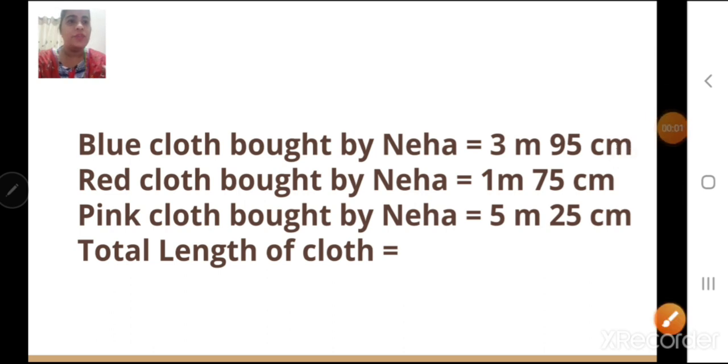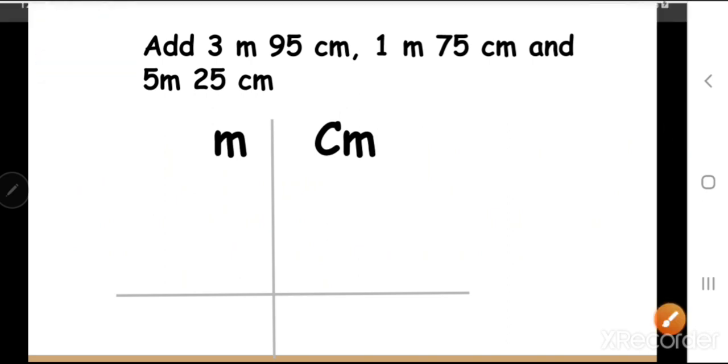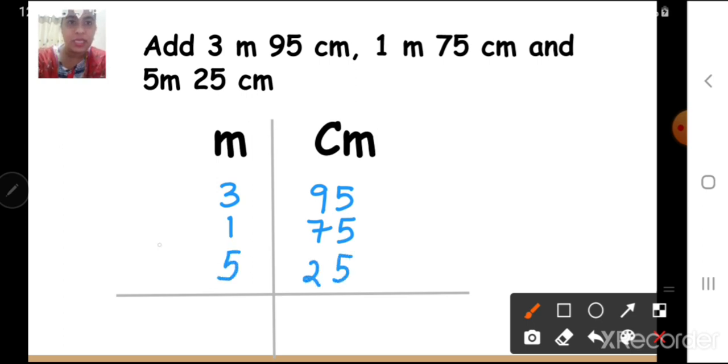After this, we have to add. We are going to add. So, you will draw the lines, children. Then you will write meter and centimeter. Let us write all the numbers properly: 3 meter 95 centimeter plus 1 meter 75 centimeter and 5 meter 25 centimeter. Put the plus sign here. Now we are going to add.